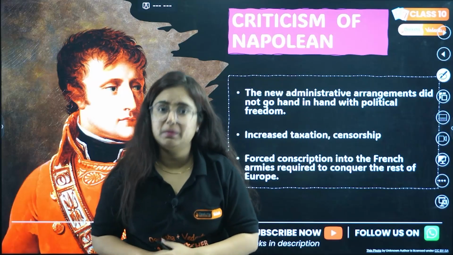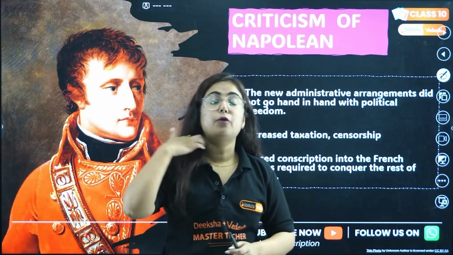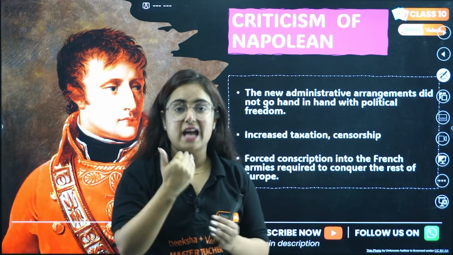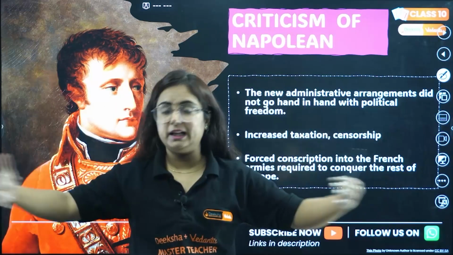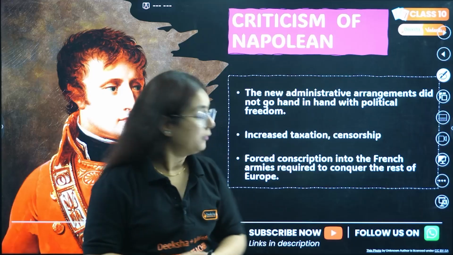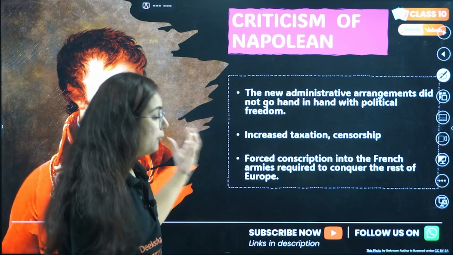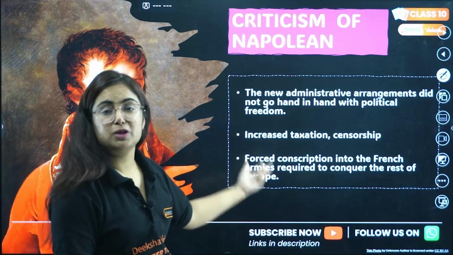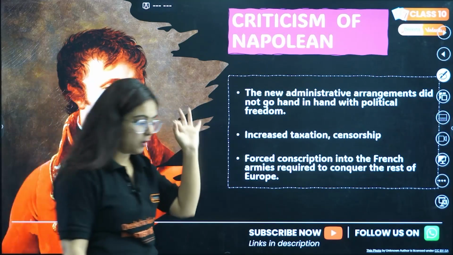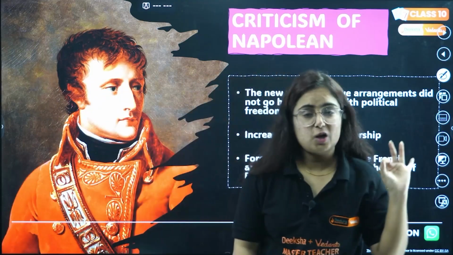Now, what do you mean by forced conscription? Beta, forcefully asking the men to join the army, because as France was expanding, the French control was expanding, he needed people in the army. So, forceful involvement of people in the army to conquer the rest of Europe, and this is the criticism of Napoleon. Right? Does the question come from it?